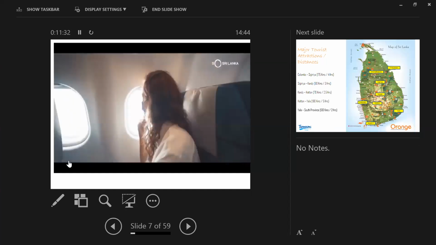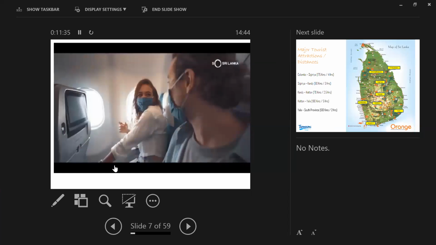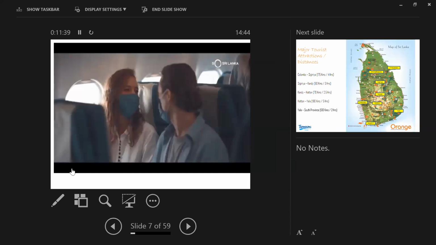We have now arrived at Bandaranaike International Airport. We wish you a pleasant stay in Sri Lanka.